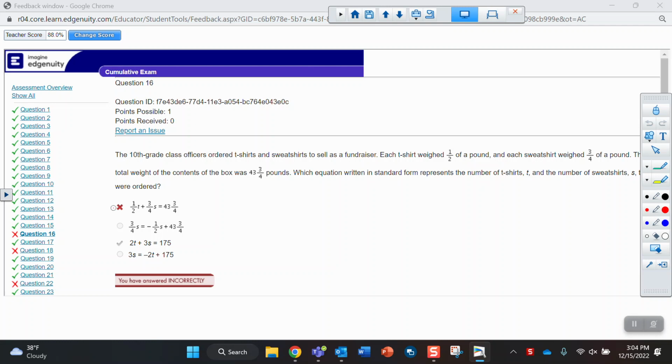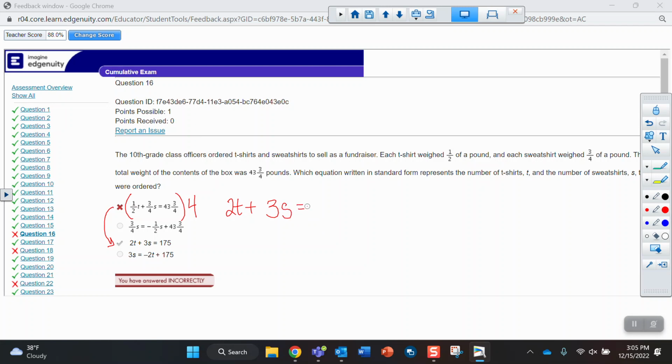So the difference between your selection and the correct answer is that they actually went through this equation and multiplied everything by 4. That cancels out those fractions. So 1/2 times 4 is 2, so they get 2t, plus 3/4 s times 4. Those 4's cancel, and we get 3s.